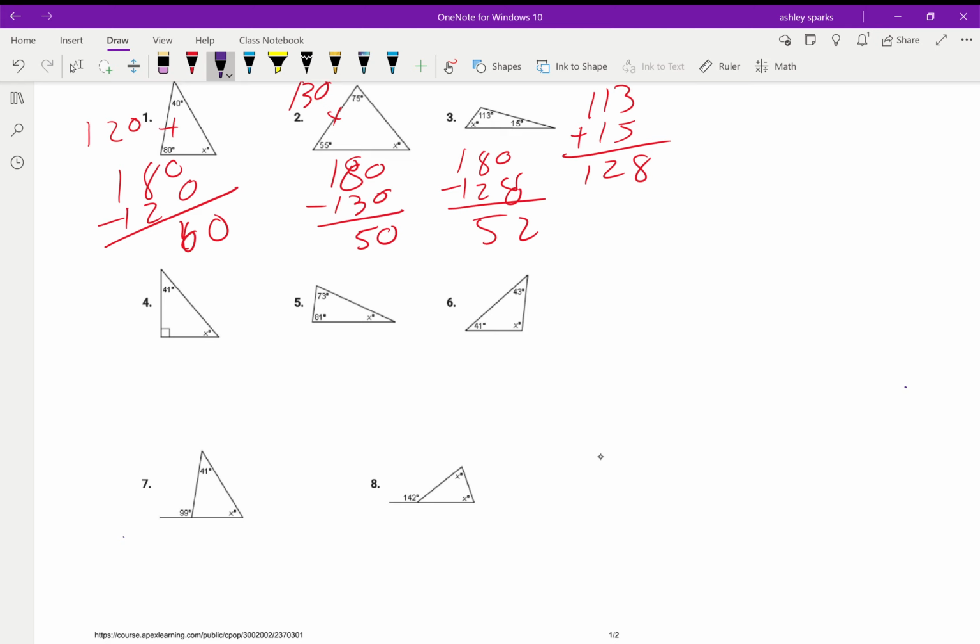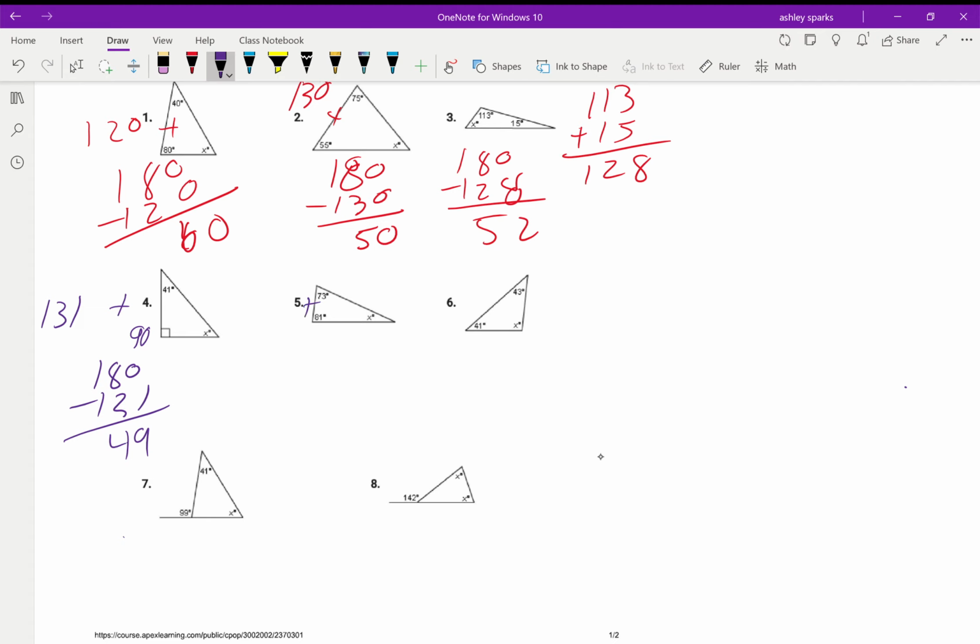Anytime you see this box, remember to always think 90. So it's the same type of problem. I'm going to add 90 and 41 together, and that's going to give me 131. And now I'm going to do 180 minus 131, which will give me 49.